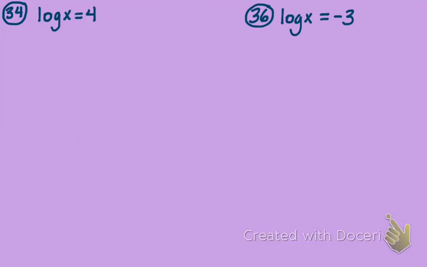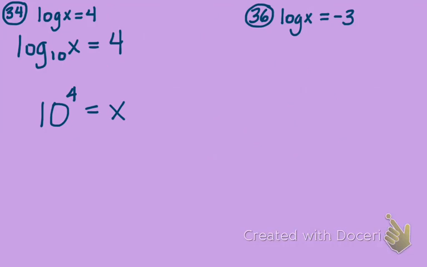On number 34, we are to solve the equation by changing it to exponential form. Remember, if there is no base, there is an understood 10, so we could think of this as log base 10 of x, so that we can ask ourselves, remember we were saying 10 to the what, but now we have both sides, so we know that 10 to the 4th equals whatever was inside, which is x, so our answer is 10,000.